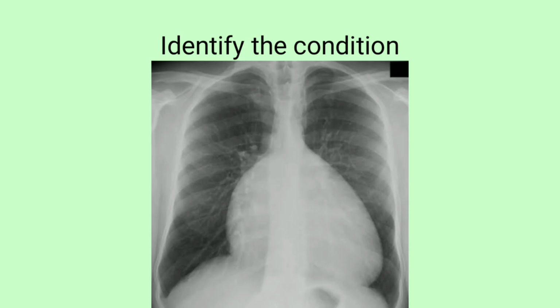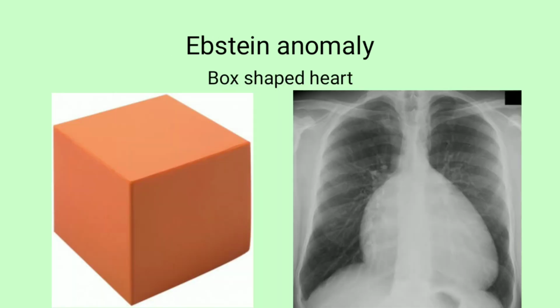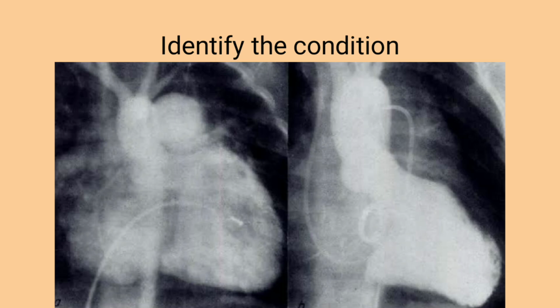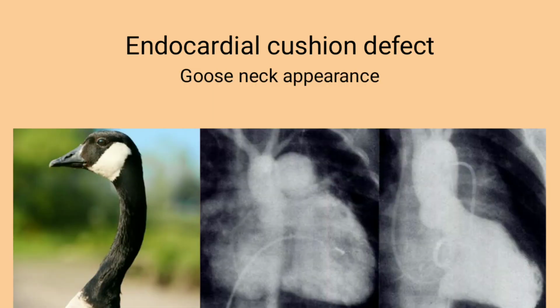Identify the condition. Box-shaped heart is seen in Ebstein anomaly. Identify the condition. Gooseneck appearance in heart is seen in endocardial cushion defect.